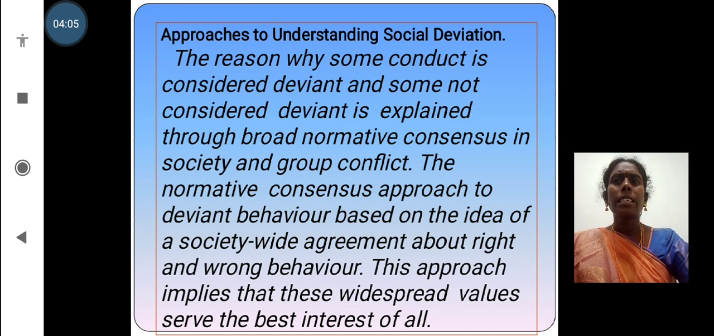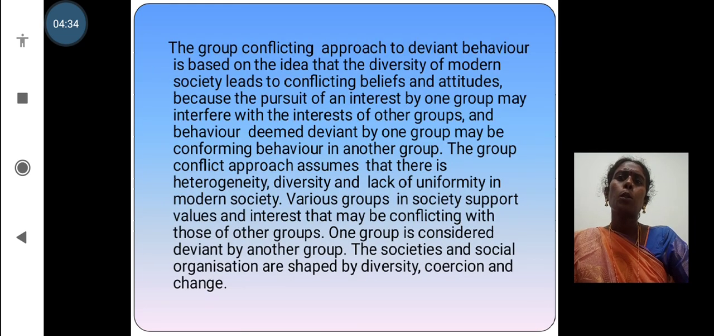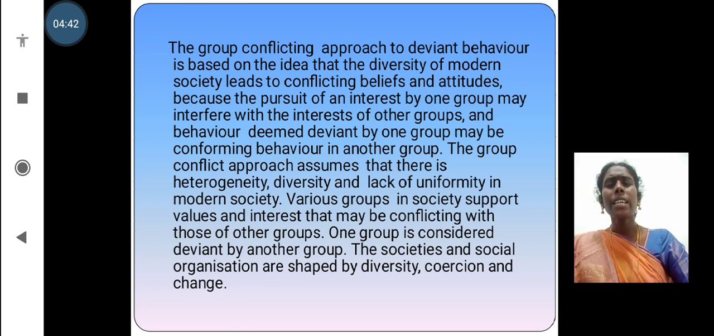The reason why some conduct is considered deviant and some not is explained through broad normative consensus in society and group conflict. The normative consensus approach to deviant behavior is based on the idea of society-wide agreement about right and wrong behavior. This approach implies that these widespread values serve the best interest of all. Next, the group conflict approach to deviant behavior is based on the idea that the diversity of modern society leads to conflicting beliefs and attitudes, because the pursuit of an interest by one group may interfere with the interest of other groups, and behavior deemed deviant by one group may be conforming behavior in another group.